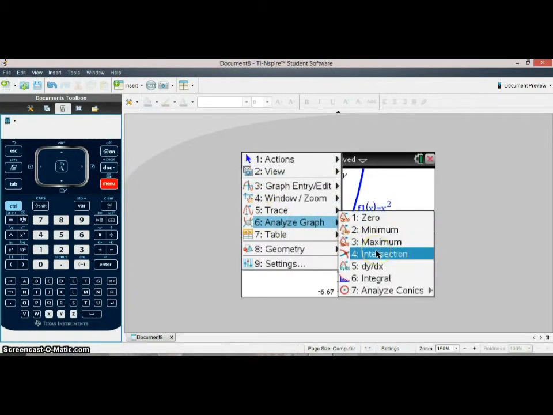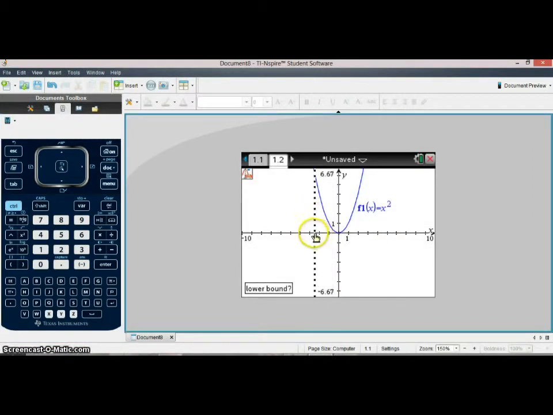So you go into menu, analyze graph, and then we're going to go into minimum. So it's a lot simpler than the TI-84 used to be. So you can put a window. For instance, if you want local, you can set up boundary type things, and it gives you it. It's really cool. And obviously our minimum was at 0, 0. And so, yeah, that's that.